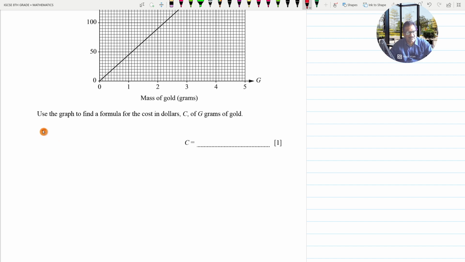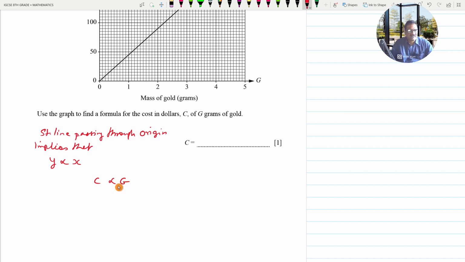A straight line passing through the origin implies that the y quantity is directly proportional to the x quantity. So here in this case you can say your y, that is cost, is directly proportional to your g, that is the mass. So you can take it this way.